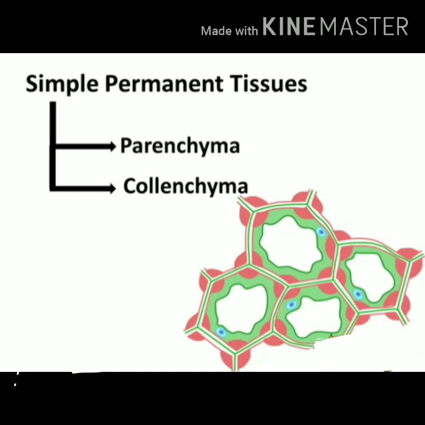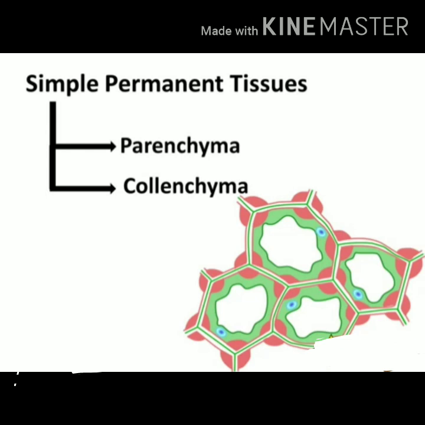Now, what is the structure of collenchyma cells? The cells of collenchyma tissue are living, elongated and irregularly thickened at the corners, and hence there is very little intercellular space.